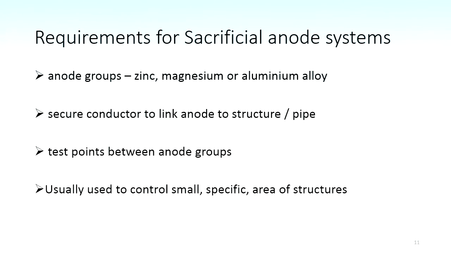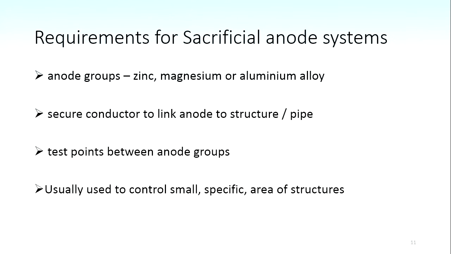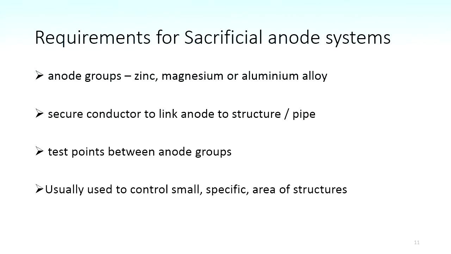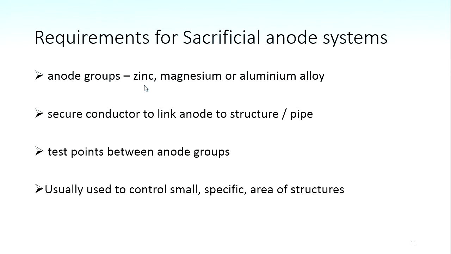You need to be able to test the potential on the cathode, and so you need test points where you can get a copper sulfate electrode potential measurement against the pipe, and they're usually located equidistant between the anode groups. And the sacrificial anode systems are predominantly for control of small structures in comparison to the CP structures, which can be hundreds of kilometres of pipeline.